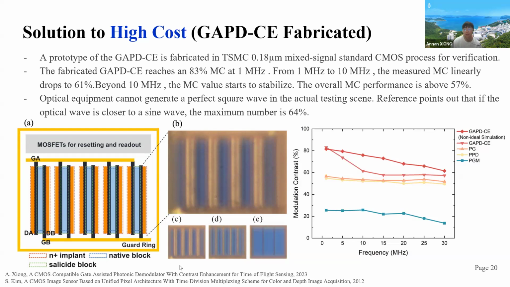We also fabricated some other devices as shown in figures C, D, and E. They include the photo gates, pin photodiode, and photo gates with large median gate. Compared to all the other structures, the GPD-CE achieves the best performance.